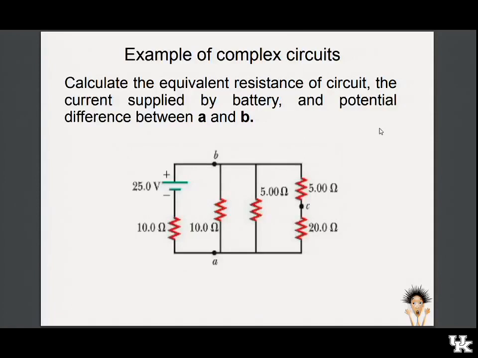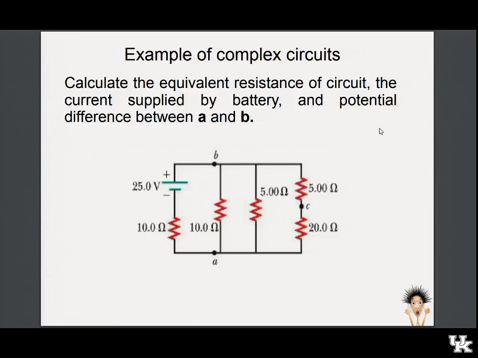Okay, so real-life circuits don't just have a pair of parallel resistors or a pair of series resistors. Of course, they have all sorts of combinations of parallel and series pieces, parts in the circuit. And so we have to learn how to solve circuit problems where we've got more complicated arrangements of resistors that are both parallel and series. And here's an example of that.